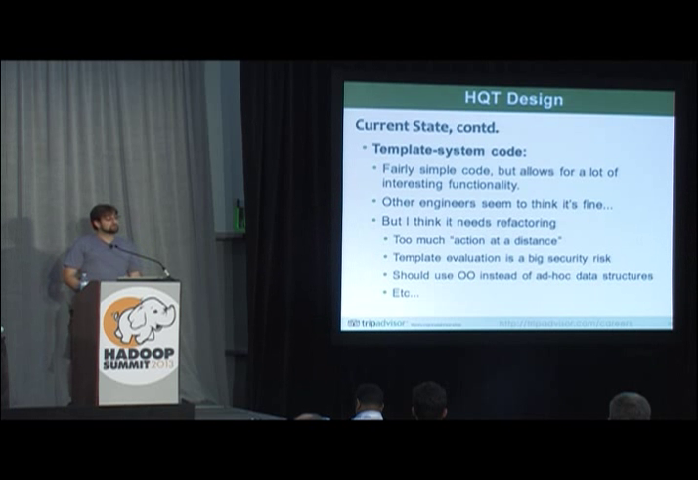The template system code, though, is actually rather simple. Each function basically checks a meta parameter, and depending on the value of the meta parameter, it knows what context it's being called in and whether or not it should be validating data or creating a data structure for the web front end. The other engineers seem to like it, and they've extended it quite a bit. Again, I'm kind of a perfectionist, so I think it needs refactoring because of that action at a distance.